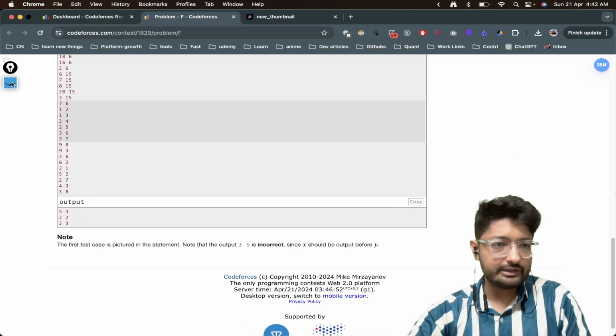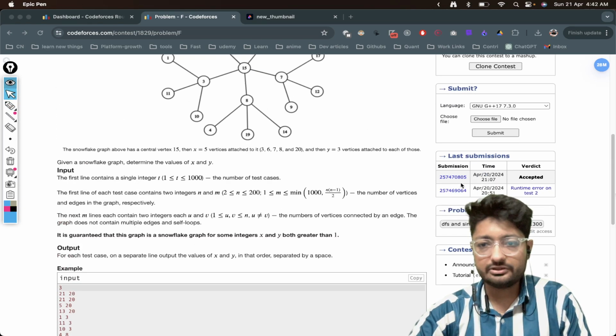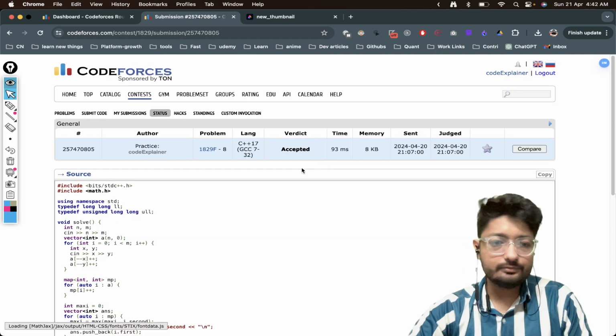Okay. That's the complete thing that you have to do. Nothing much complicated itself. You just have to do that. Let's go into the code part now.